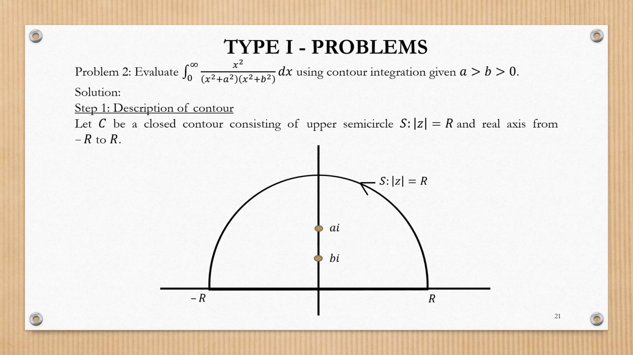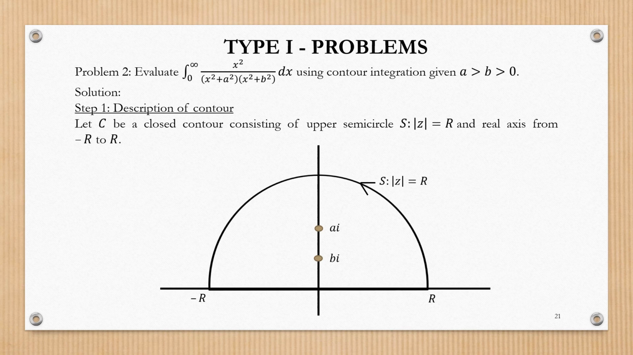Let us look at a second example. Evaluate integral 0 to infinity x square divided by x square plus a square into x square plus b square dx using contour integration given a greater than b greater than 0. The first observation here is that the limits are 0 to infinity. A type 1 integral has limits from minus infinity to infinity, but here it is 0 to infinity. Yet we will be able to solve the problem for the simple reason that the function here, x square divided by x square plus a square into x square plus b square, is an even function, and therefore we can apply properties of definite integral.